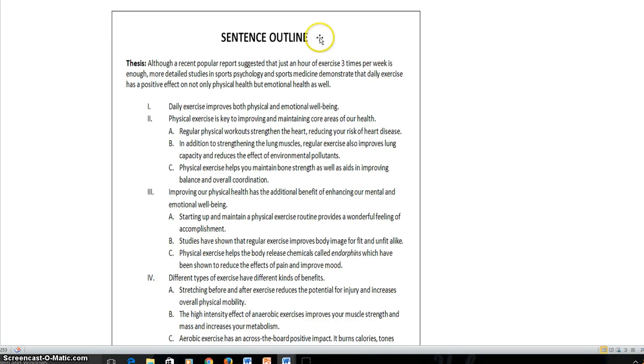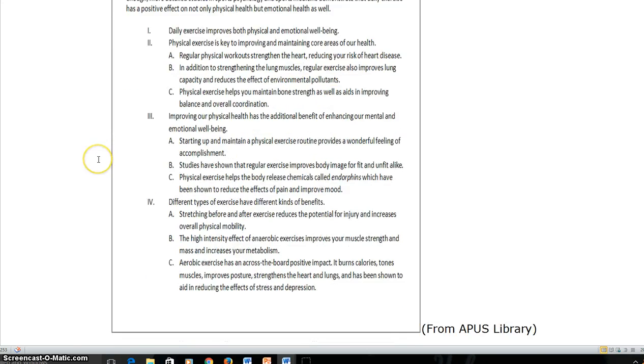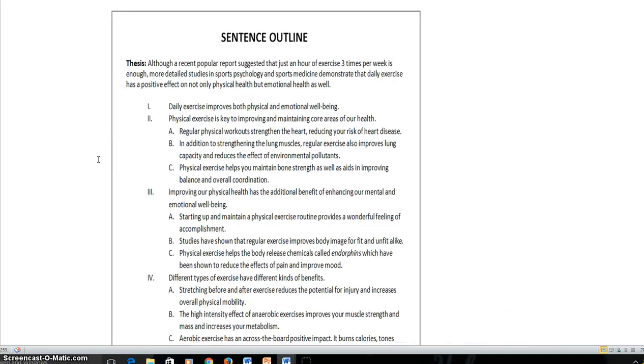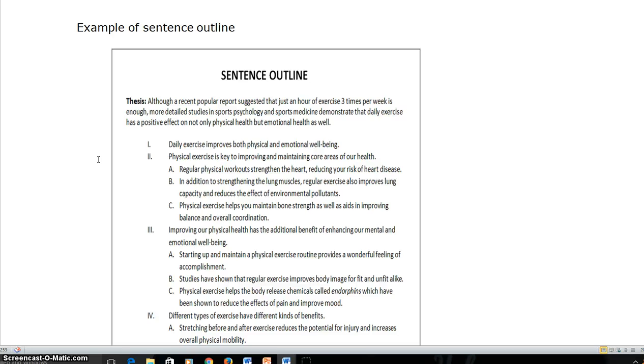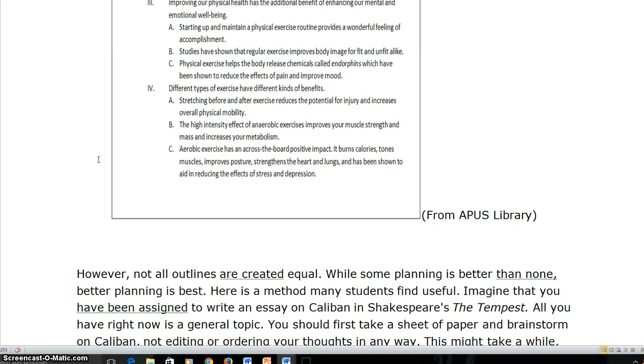So here you have an example of a sentence outline where you would write, although a recent popular report suggested that just an hour of exercise 3 times per week is enough, more detailed studies in sports psychology and sports medicine demonstrate that daily exercise has a positive effect not only on physical health but emotional health as well. So here you have a sentence outline of why exercise is good for you.